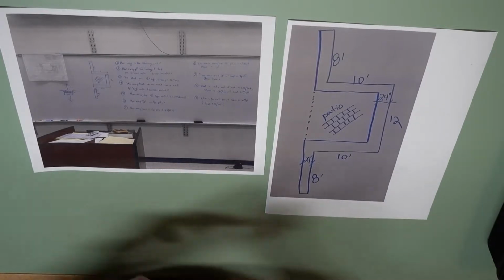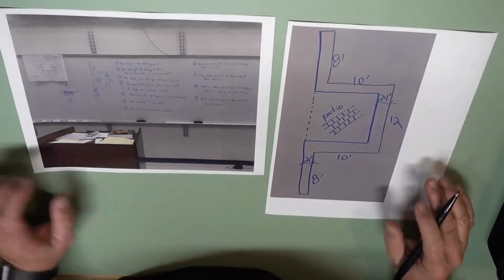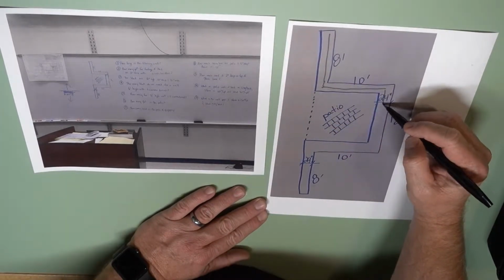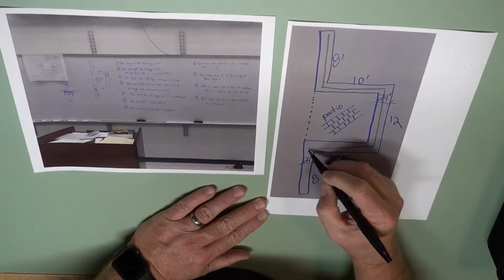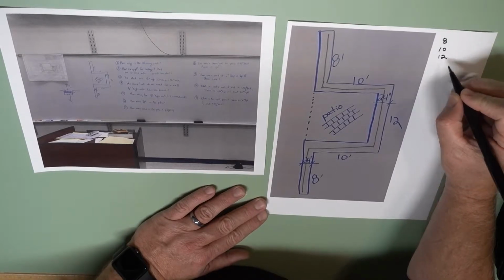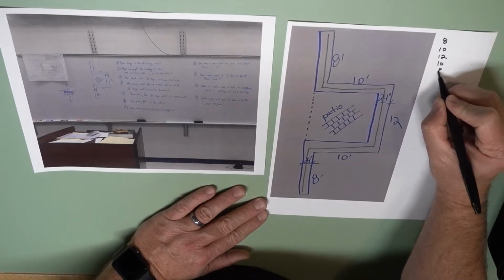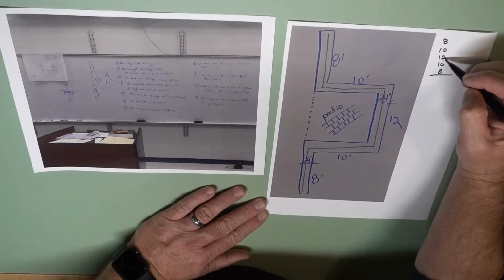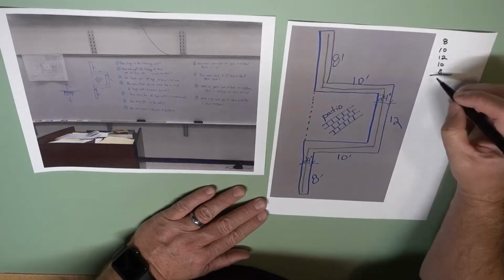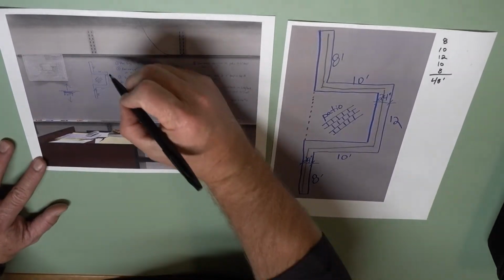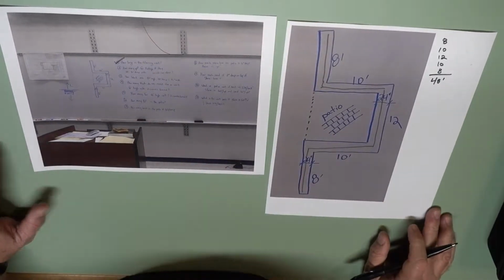And so, the first question, how long is the retaining wall? So we have 8 foot here by 10 by 12 by 10 by 8. So we have 8 plus 10 plus 12 plus 10 plus 8. 8 plus 10, we have 18, plus 12 makes 30, plus 10 makes 40. So we have a 48-foot retaining wall. So we have completed question number 1.